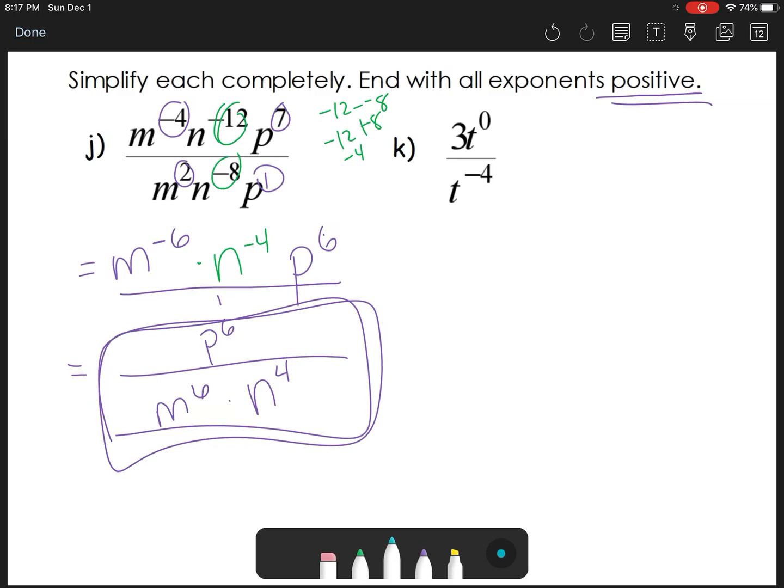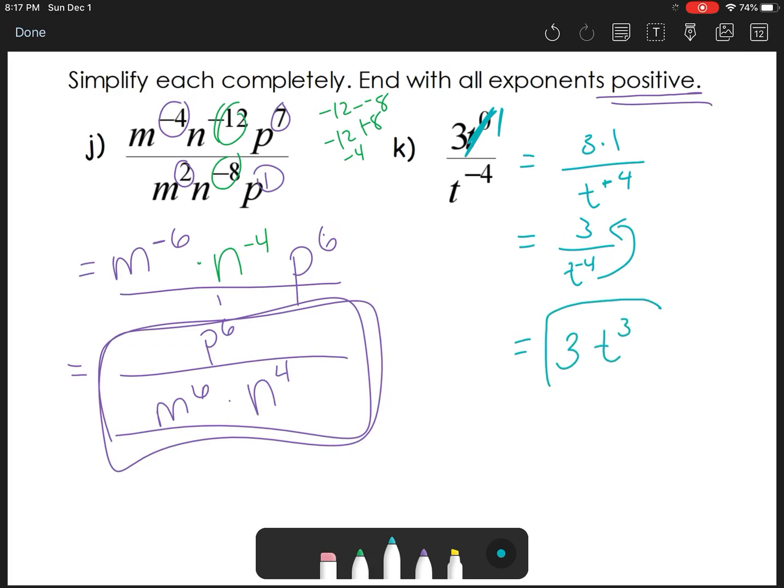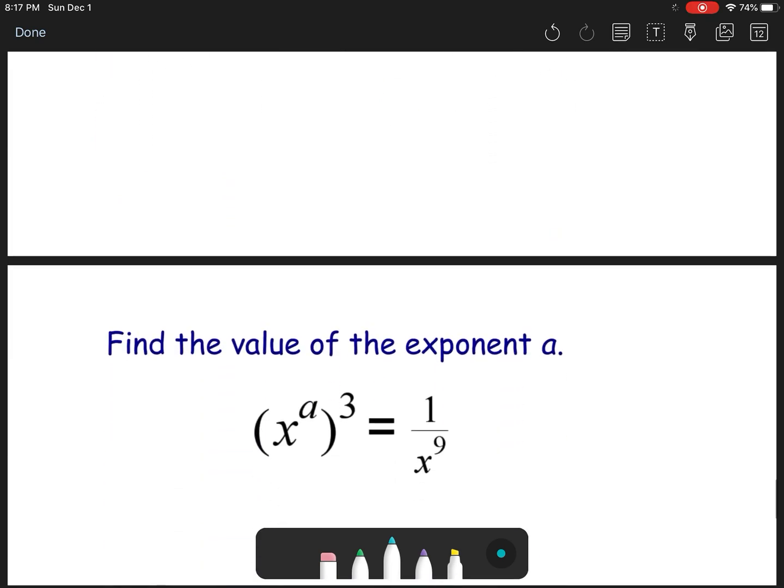terms are combined. Letter K, well, we have 3 times t to the 0 power divided by t to the negative 4th power. T to the 0 power is just 1, so we really have 3 times 1 over t to the negative 4th power, which is just 3 over t to the negative 4th power, but we don't want that negative, so we have to bring that to our numerator, so it's really just 3 times t to the 4th power, not the 3rd power. And that's our answer.